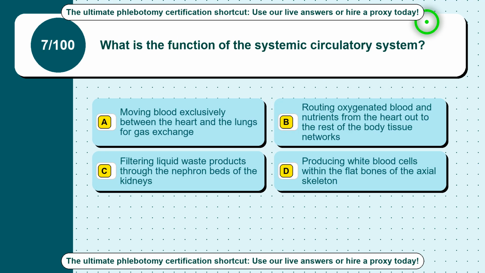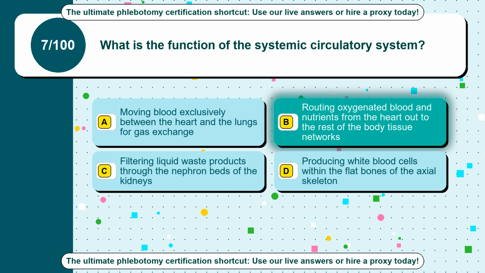Question 7. What is the function of the systemic circulatory system? Option A, moving blood exclusively between the heart and the lungs for gas exchange. Option B, routing oxygenated blood and nutrients from the heart out to the rest of the body tissue networks. Option C, filtering liquid waste products through the nephron beds of the kidneys. Option D, producing white blood cells within the flat bones of the axial skeleton.